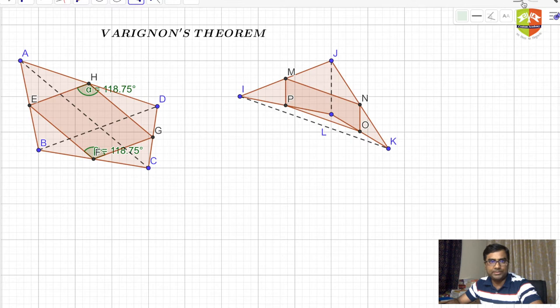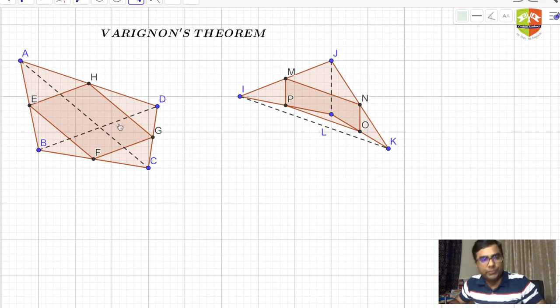So let me take away this. And so hence, H is the midpoint of AD, E is the midpoint of AB, F is the midpoint of BC, and G is the midpoint of CD, and we have drawn a parallelogram. So basically I have joined the four vertices, but how do we prove that they are indeed a parallelogram?